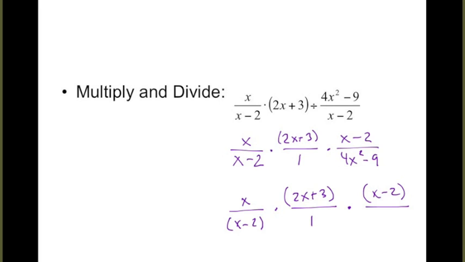4x squared minus 9, there is something to do with, though. What do you notice about 4 and 9? They are perfect squares. So 2x plus 3 and 2x minus 3. We have that subtraction of perfect squares. We do the square roots plus and the square roots minus.